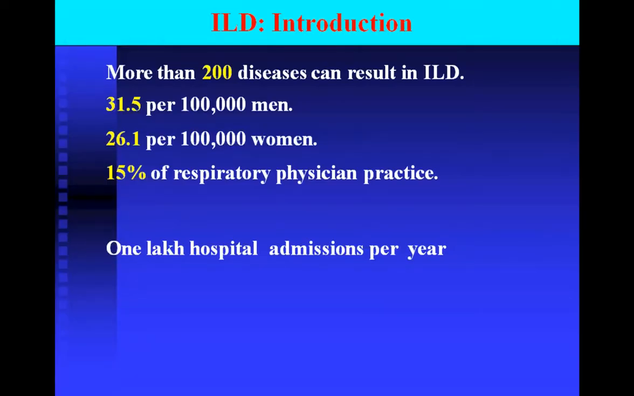More than 200 diseases can result in interstitial lung disease. The prevalence is 3.5 per 1 lakh men and 26.1 per 1 lakh women. This many people per 1 lakh population are noticed to have interstitial lung disease. About 15% of respiratory physician practice involves interstitial lung disease patients. There will usually be 1 lakh hospital admissions every year.